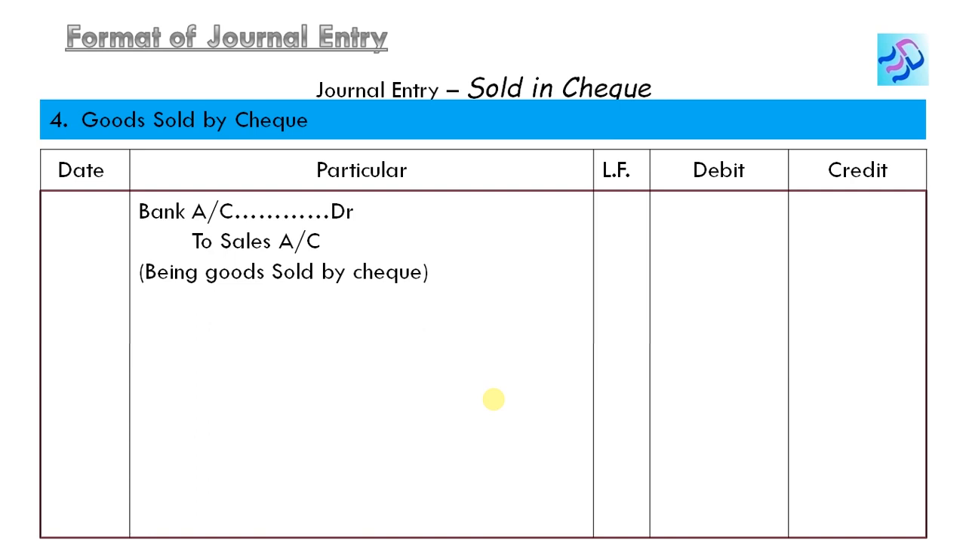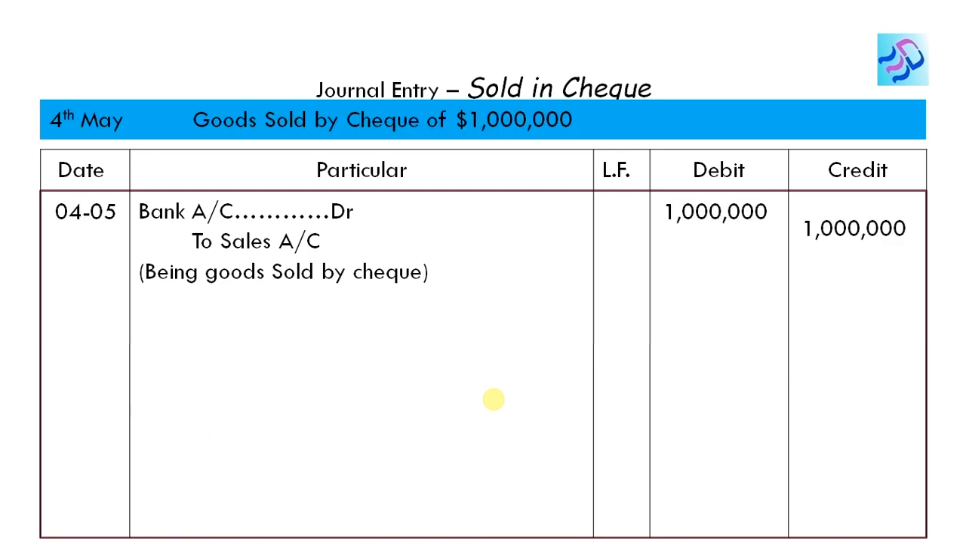The next type of entry is sold by check. We might not always sell goods in cash. Sometimes the customer might also provide us with their check. In this case, we receive the check. As I mentioned before, we don't write check in journal entries. Instead of check, we write bank account. We receive the check, so debit what comes in, bank account debit, and sales on the credit side. For example, goods sold by check of $1 million. We have received the check, that is bank account debit to sales account of $1 million.